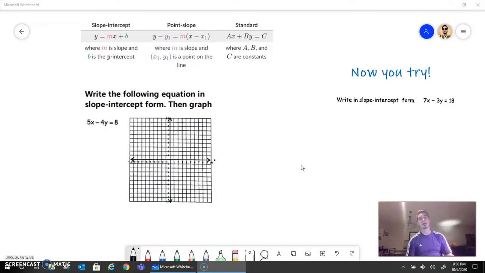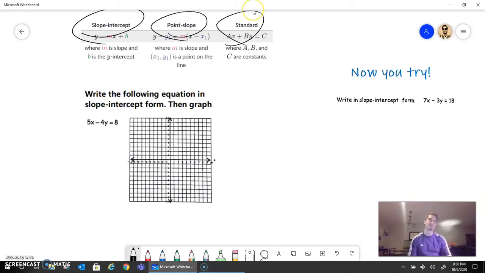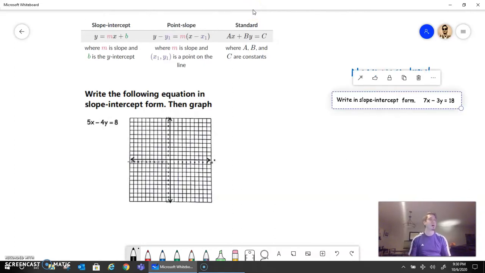Hello, this is Mr. Blag, and today we will be discussing writing equations of lines and graphing lines. We'll discuss the three types of equations of lines: the slope-intercept form, the point-slope form, and the standard form of a line. And then we'll go on to discuss parallel and perpendicular lines and how their slopes relate to each other. So let's go ahead and get started.